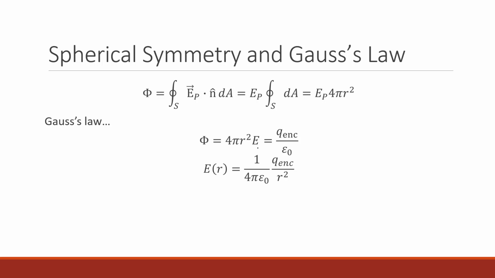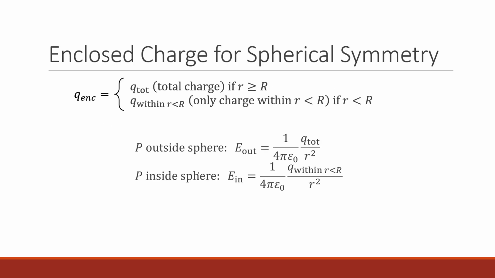Okay, so we can now set that equal to Q enclosed over epsilon naught and solve for our electric field. So our electric field then is 1 over 4 pi epsilon naught times Q enclosed divided by r squared. So this is what we can boil down to with our spherical symmetry. So this is our electric field of a sphere.